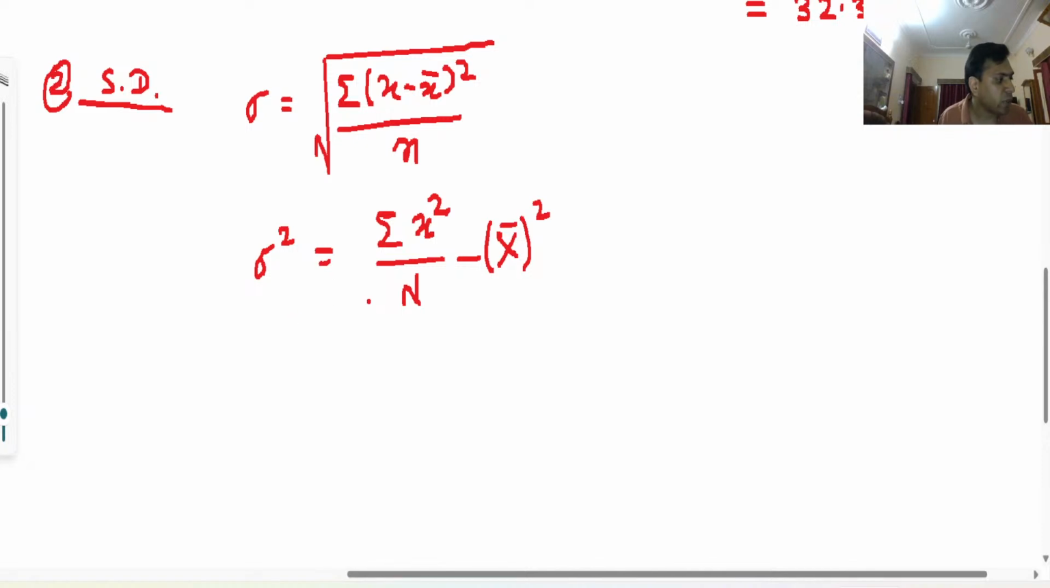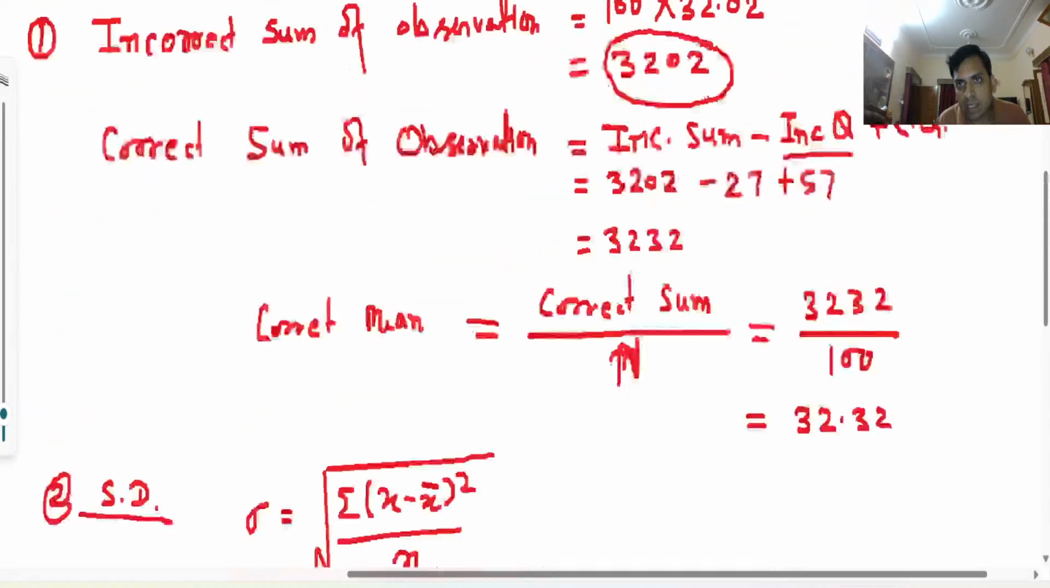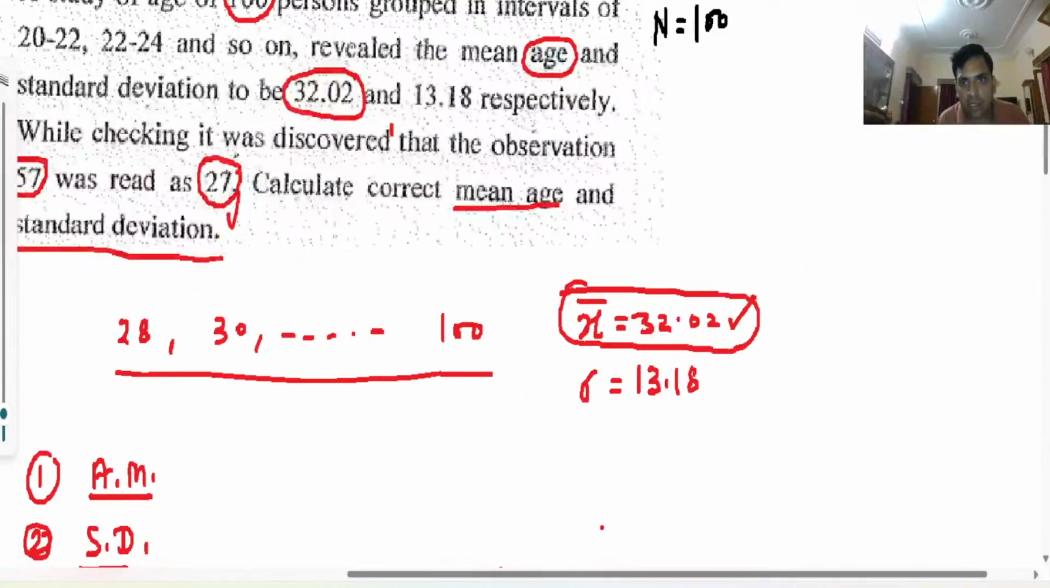So first we will write all incorrect values in this. So incorrect standard deviation in this data. So this 13.18 is incorrect standard deviation and this 32.02 is incorrect mean. So we will use these two observations.